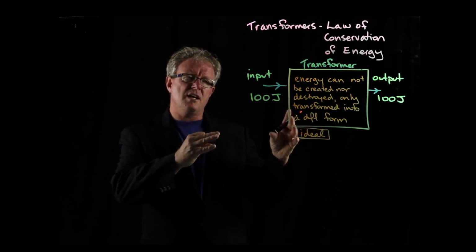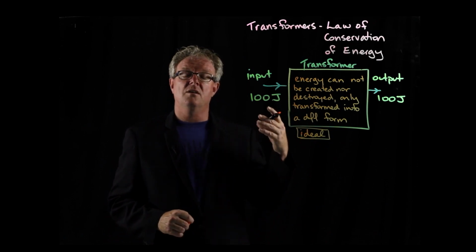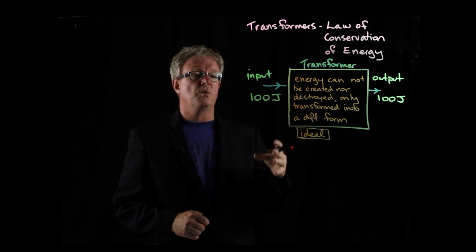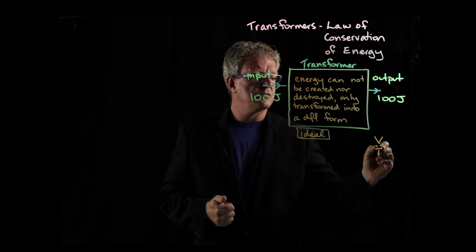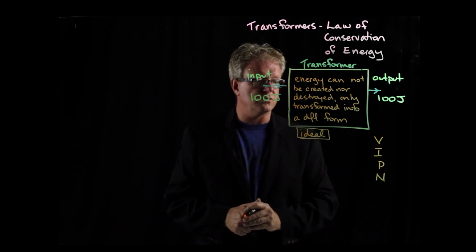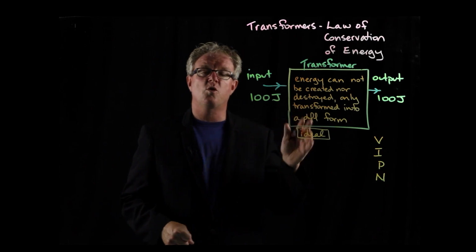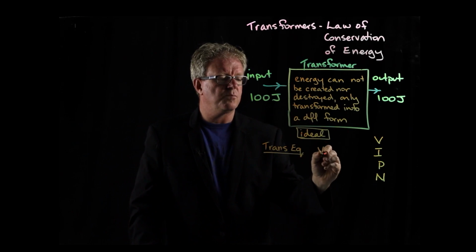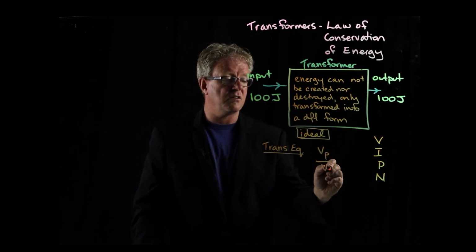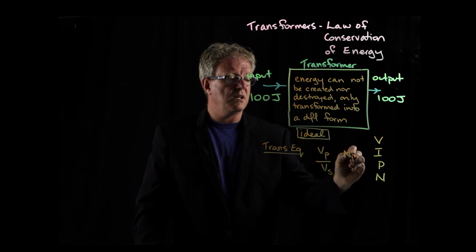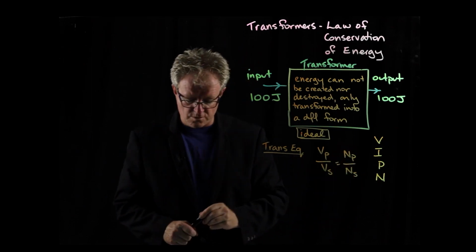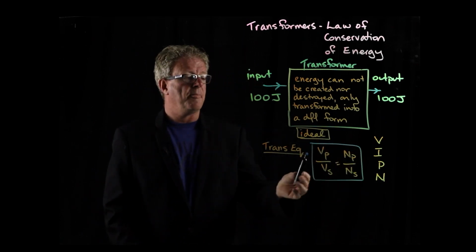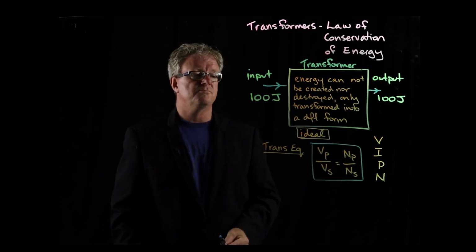But let's just use that understanding at the moment to see if we can use our equations to come up with some other equations to describe the relationship between voltage, current, and power, and the number of coils. So if you recall the transformer equation, the primary voltage over the secondary voltage is equal to the primary number of coils to the secondary number of coils. And so we've got a relationship here in our transformer equation between voltage and number of coils.